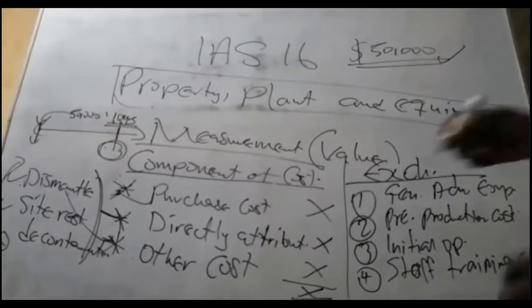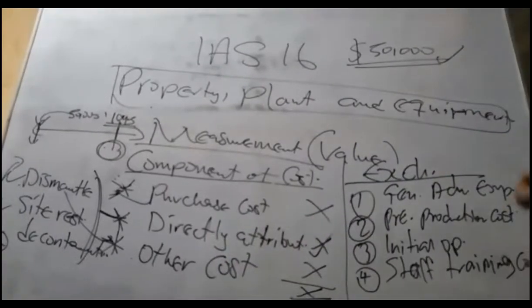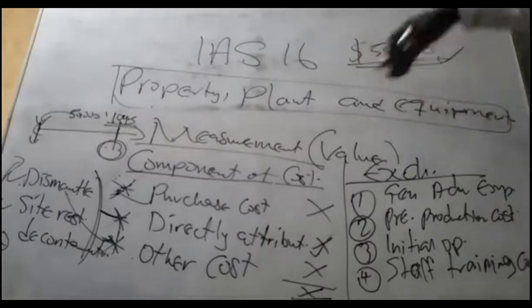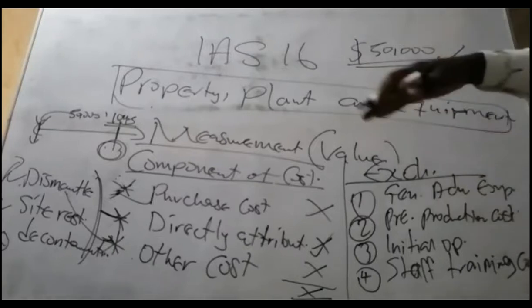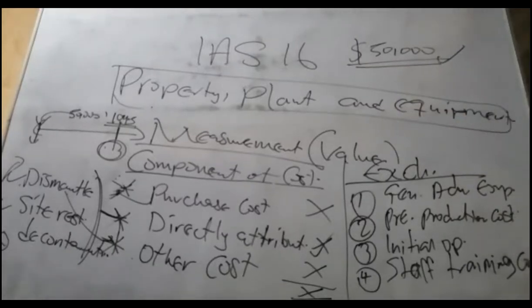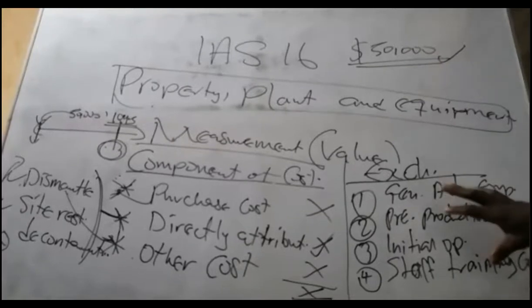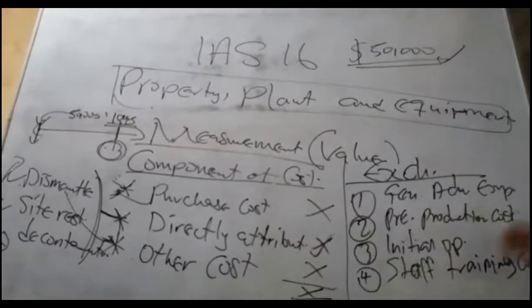That is it. So you have to include costs that are directly attributable or that will make the machine ready for its intended use. If you spend over $100 million and still the machine is not working when you return, what have we done? You have to go and repair the machine before it gets ready. So staff training costs must be expensed. So all these costs will not be part of the cost of the PPE. You have to expense them.